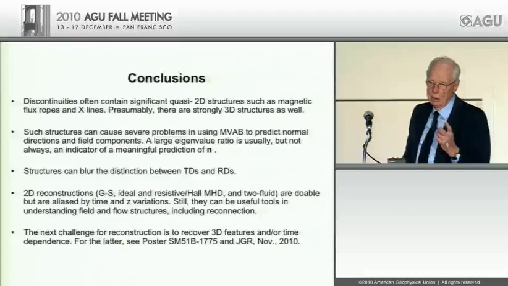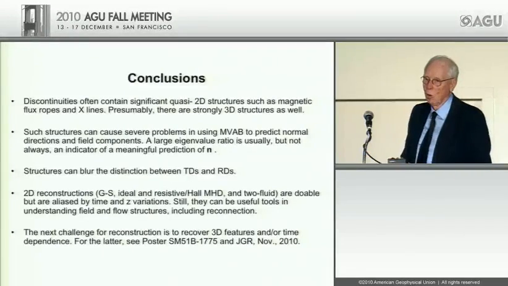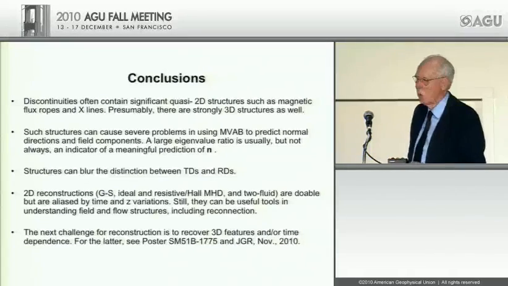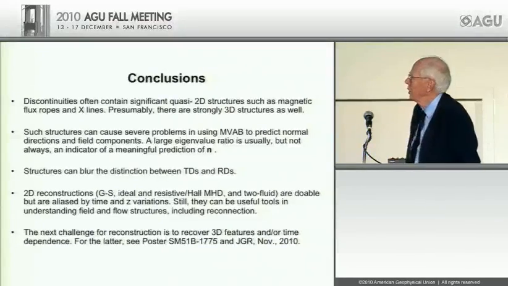I would say if you get a good eigenvalue ratio, but the normal component of a solar wind discontinuity is big, then probably you have the wrong normal. You should have chosen the intermediate variance direction as the normal, and you would have done better. The structures, as I've discussed, will make it hard to distinguish between TDs and RDs from the maps, at least.